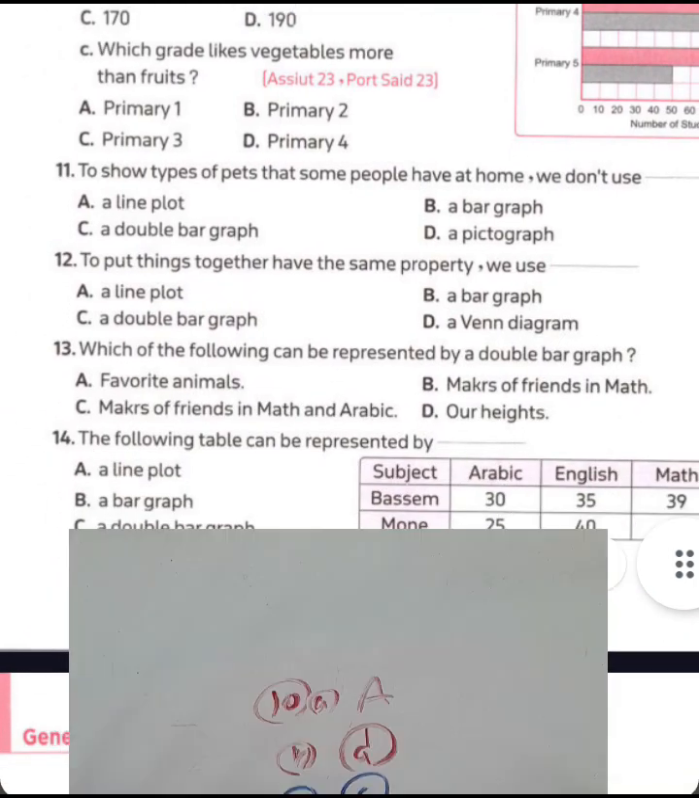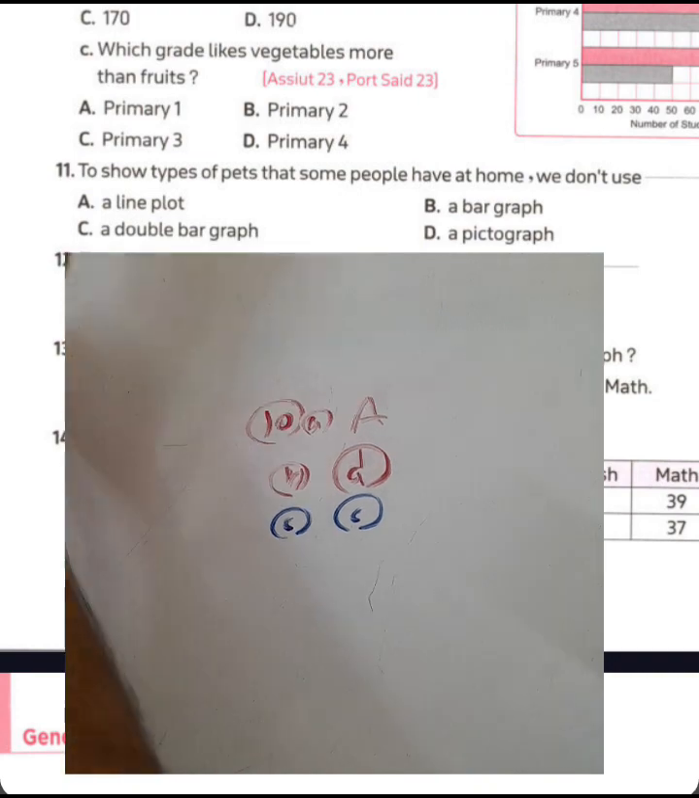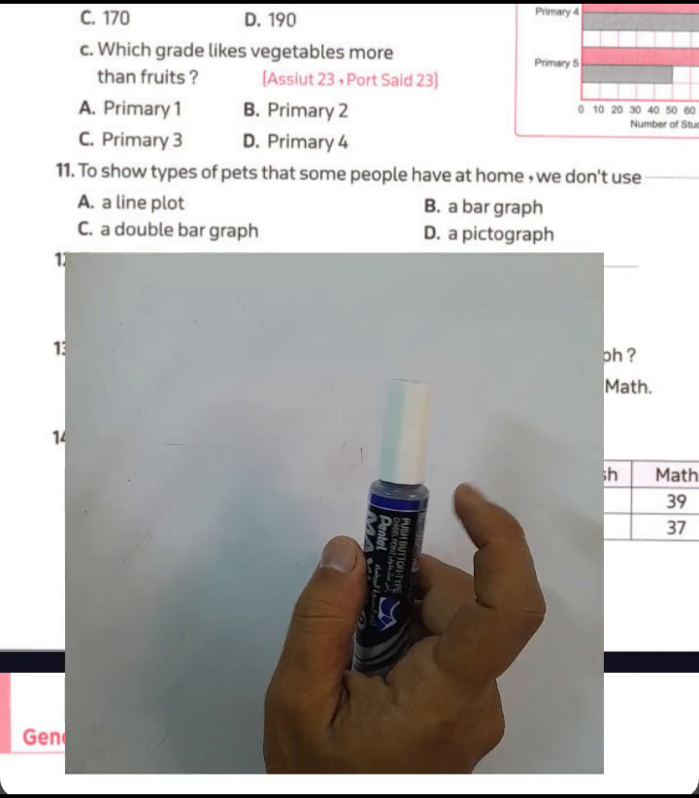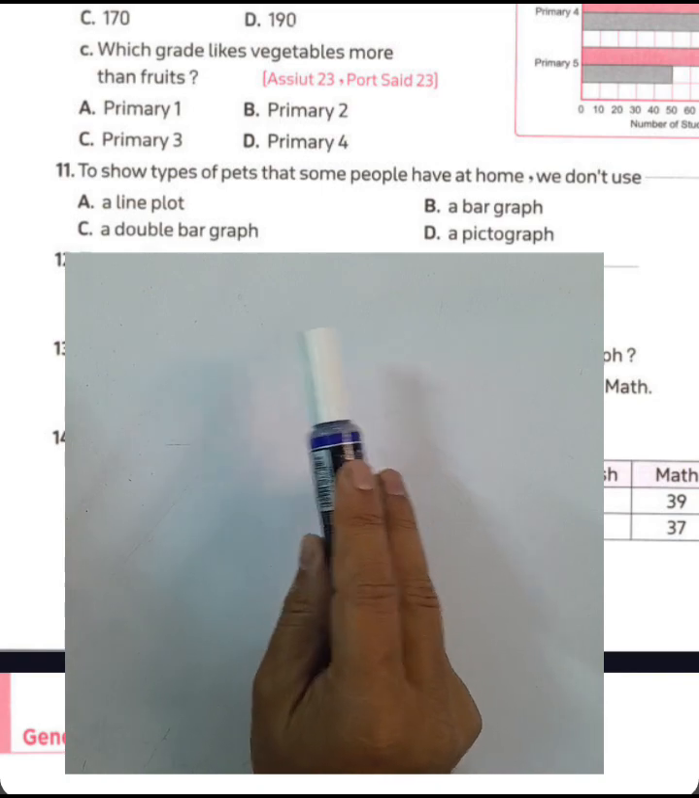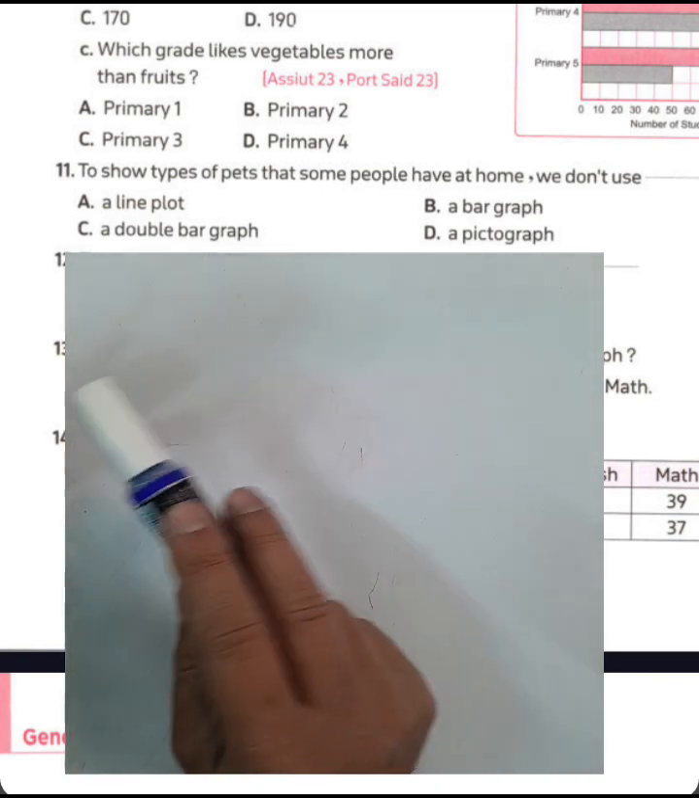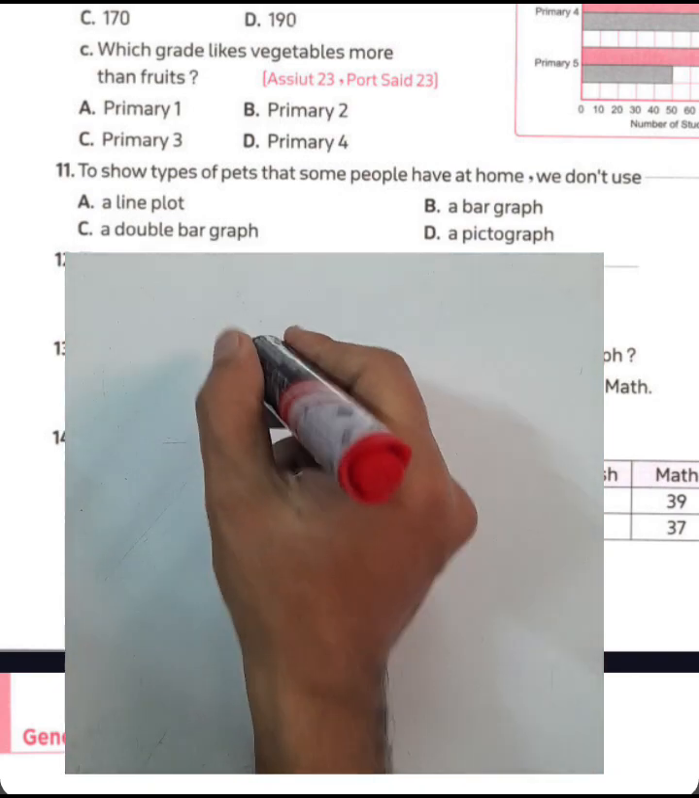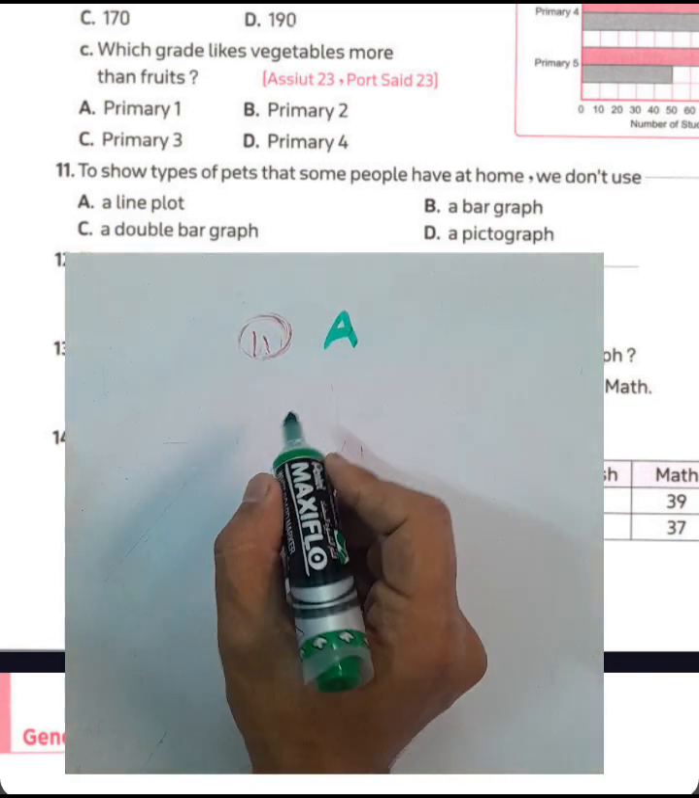To compare two types of pets that some people have at home, we don't use a line plot. Don't use a line plot here because we will be comparing between a lot of people. Choose letter E.